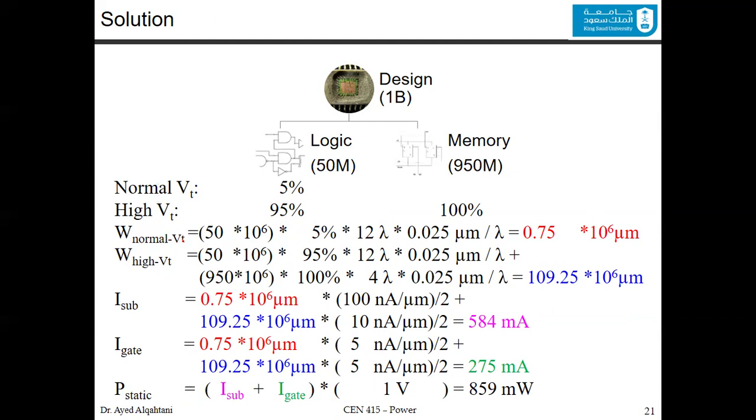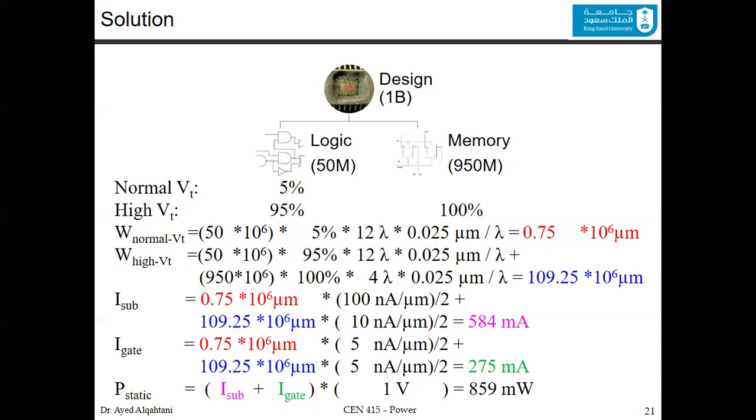So in the normal V threshold, we have 5% of the logic. So we will multiply 5 billion by 5% times the 12 lambda that was given to you in the example when we talked about the dynamic power. So it's times 12 lambda times 0.025 micrometer per lambda. Now the lambda will cancel with the lambda, and you will end up with 0.75 times 10 to the power of 6 micrometer. Leave it this way. I know you can cross this and this, but leave it this way so we can get the power easily. So it's 0.75 times 10 to the power of 6 micrometer.